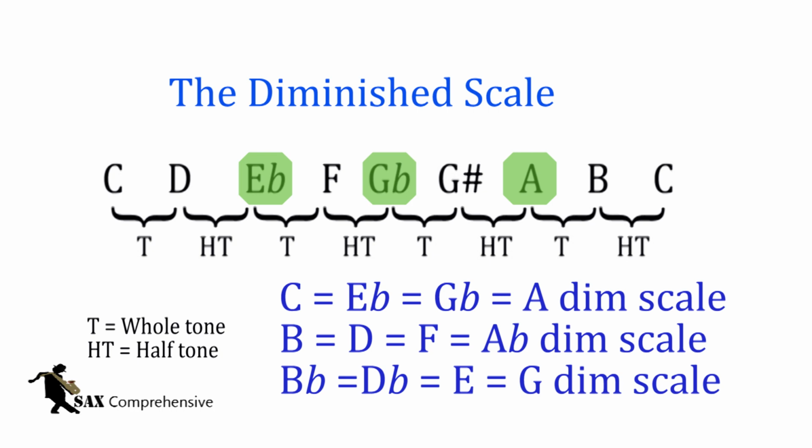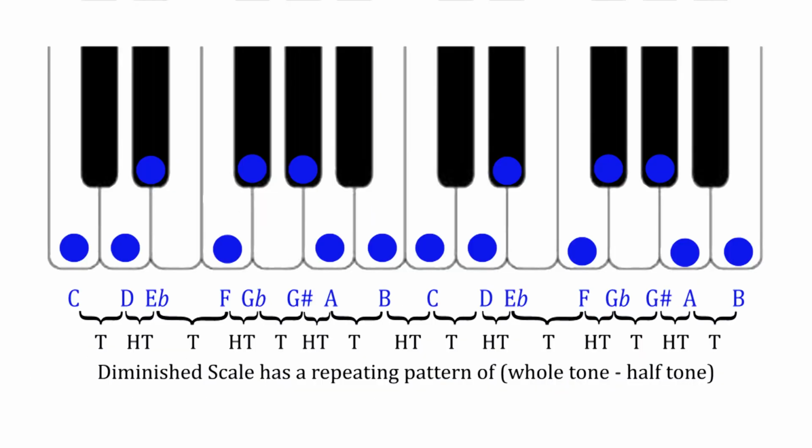This is the C diminished scale, which has the same notes as the E flat, G flat and A diminished scale. If we look closer at the scale, we will realize that each scale will contain all of the chord tones of certain diminished and dominant 7th chords. This means that we can use the diminished scale to improvise over diminished and dominant chords.